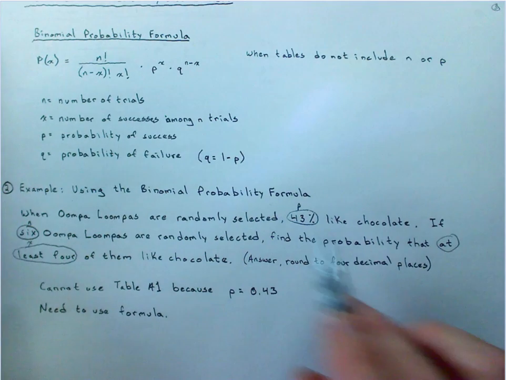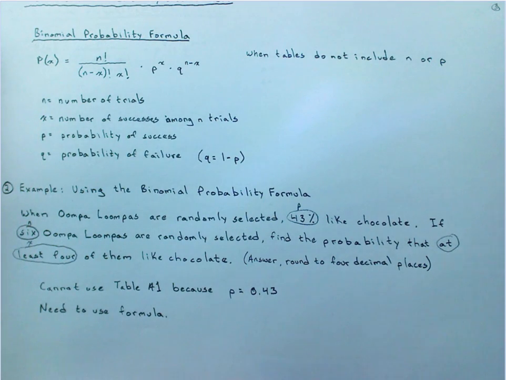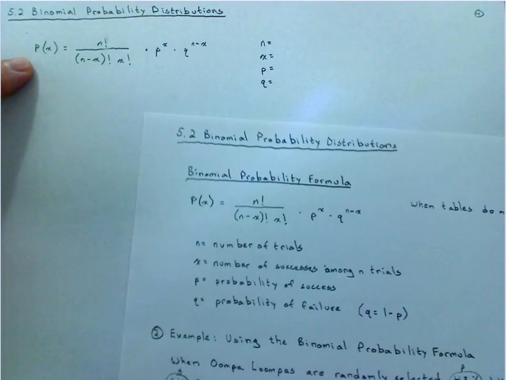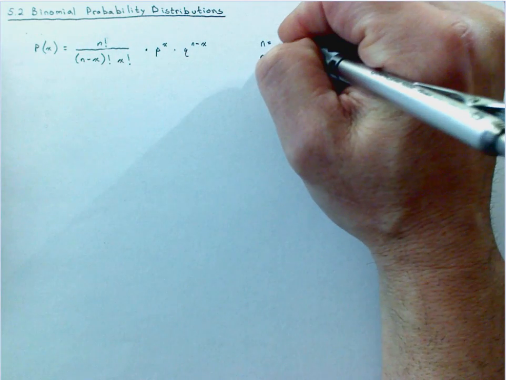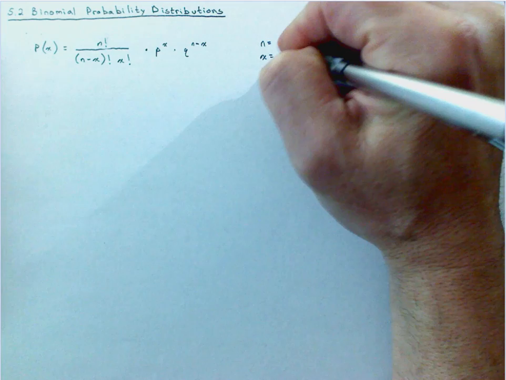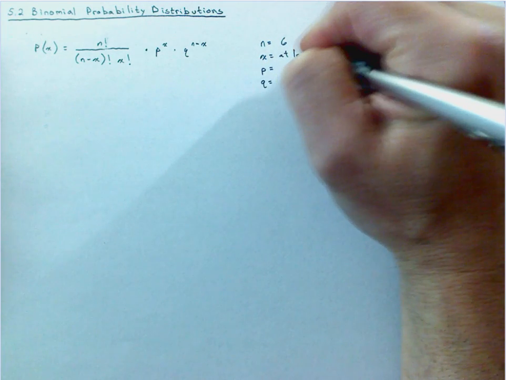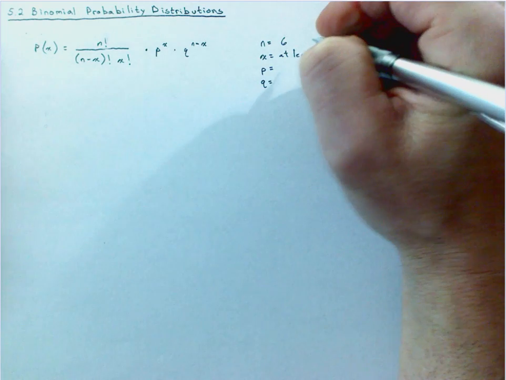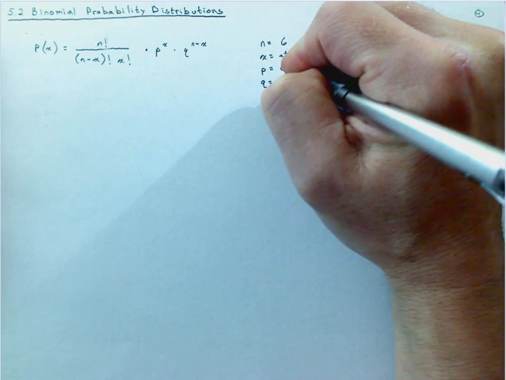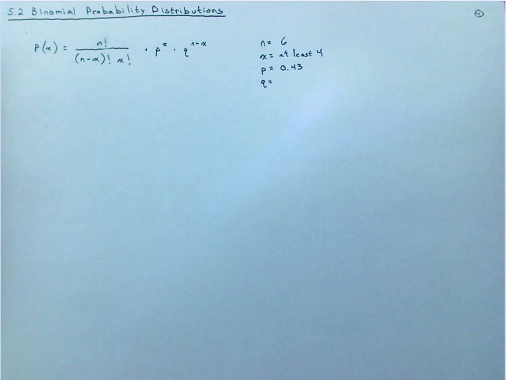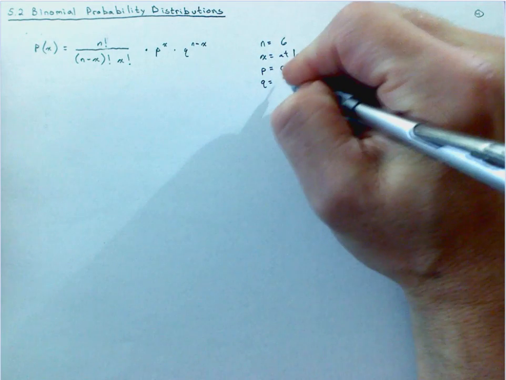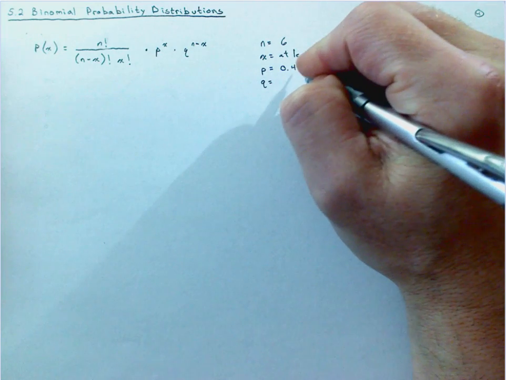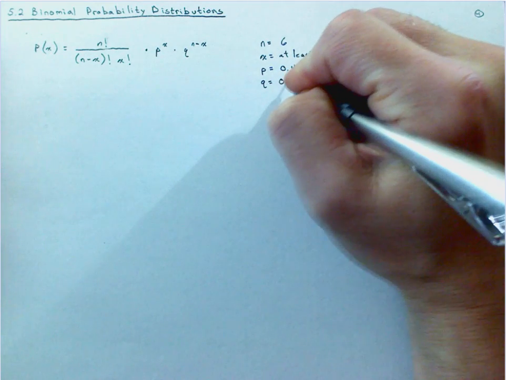I take the information that I need to solve, and the first thing I do is write down my formula and my information. N was 6, X was at least 4, and the probability was 0.43. To find the probability of failure, I simply subtract 0.43 from 1, which gives 0.57.